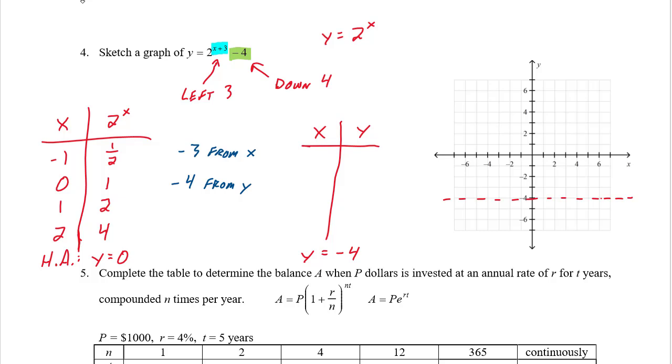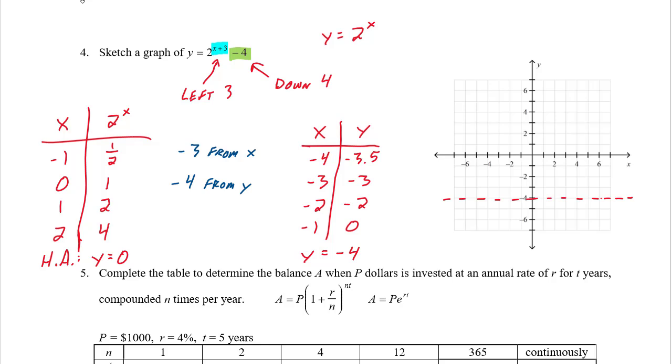Now as far as what is my new t-chart going to be, well, each of the x values I have are just going to become 3 less. So negative 1 take away 3 is negative 4, 0 take away 3 is negative 3, 1 take away 3 is negative 2, and 2 take away 3 is negative 1. Then it says to subtract 4 from y for this shifting down 4, so 1/2 take away 4 would be negative 3.5. Let's see, 1 take away 4 would be negative 3. 2 take away 4 would be negative 2, and 4 take away 4 is going to be 0.